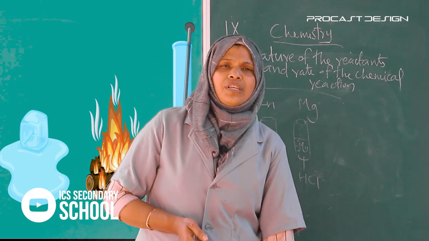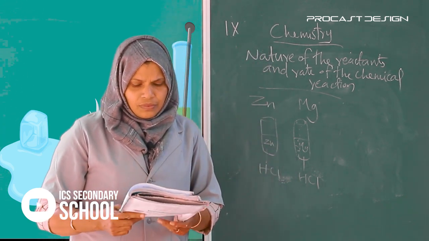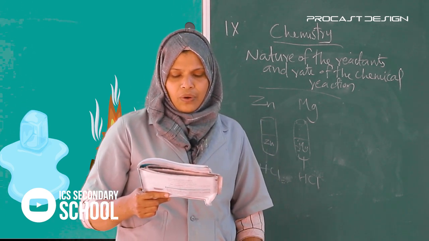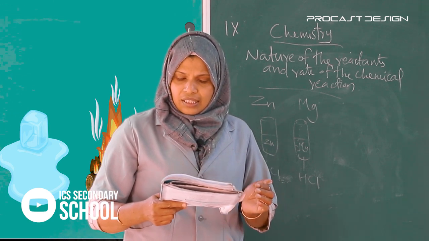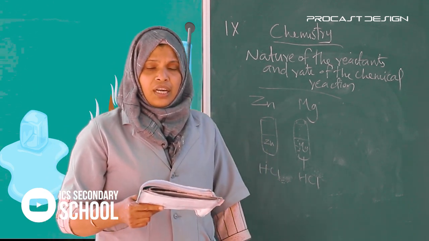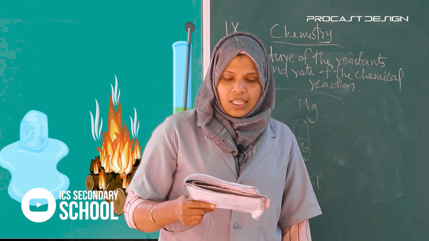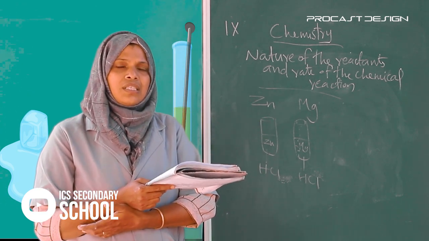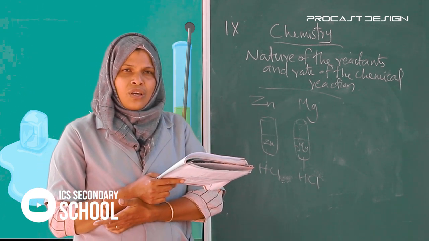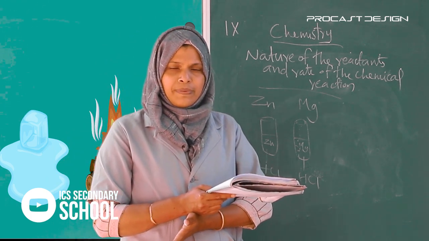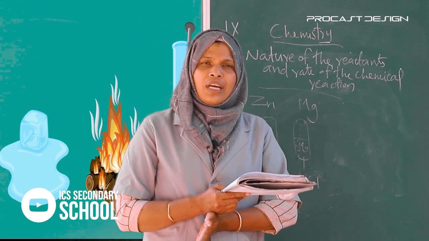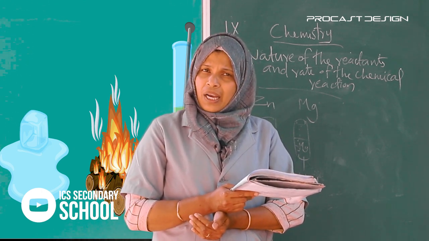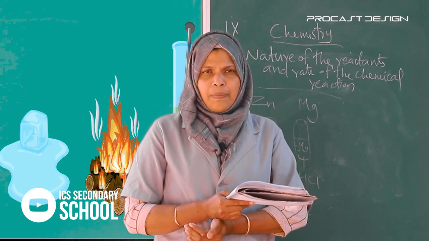Here is a work for you in your textbook. First, zinc and magnesium react with dilute hydrochloric acid. What are the materials required for this experiment? Can you tell me what are the materials required for this experiment? Okay, 2 test tubes, then dilute hydrochloric acid, then zinc piece and magnesium piece.